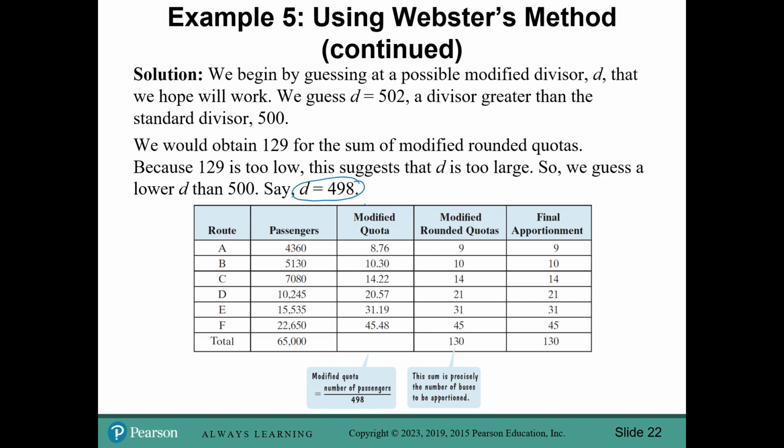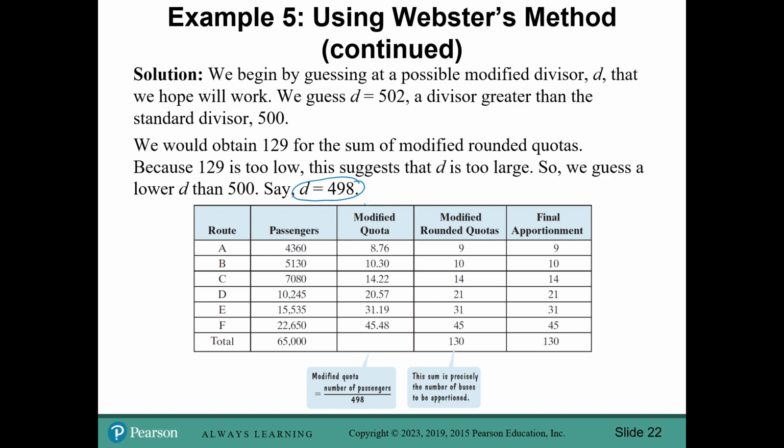If I divide by the 498, we see that 4,360 divided by 498 gives us a modified quota of 8.76, which we round up to 9. Then 5,130 gives us a 10.30, which we round down to 10. We're rounding to the nearest number for Webster's. We're not always rounding up, and we're not always rounding down. So the 8.76 goes up to 9, and the 10.30 goes down to 10.